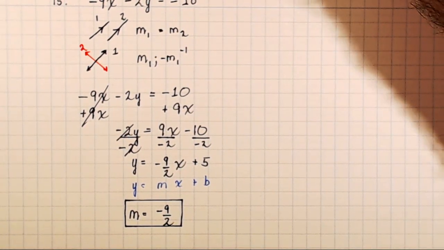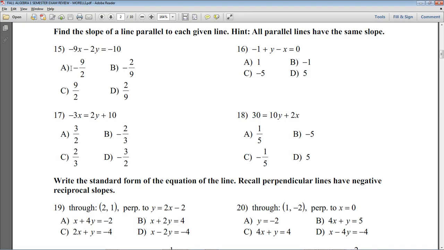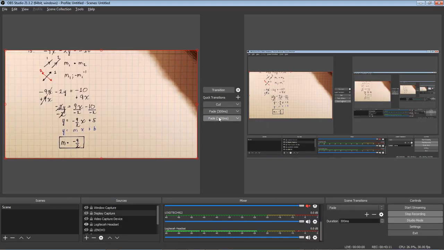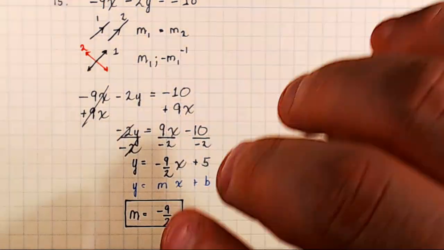Let's go back to our answer choices. And looks like A gives me negative 9 over 2. Look, they're playing with you in B. And then they drop the negative sign in C, and they're playing with you and dropping the negative sign in D. So what we're looking for is A, negative 9 over 2. So number 15 is A.